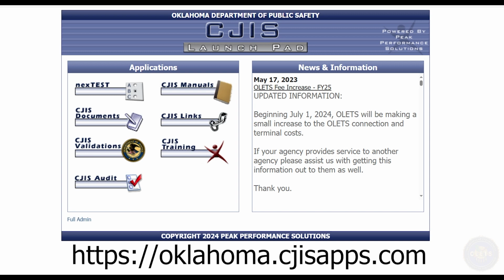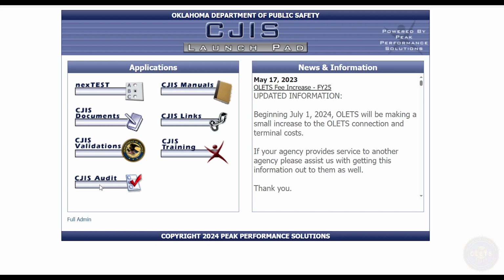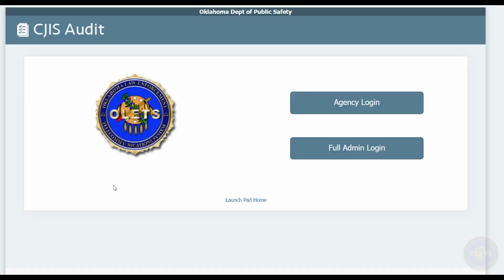oklahoma.cgisapps.com and select CGIS Audit. On the home screen, choose Agency Login. Use your OLETS user ID and password to log in.